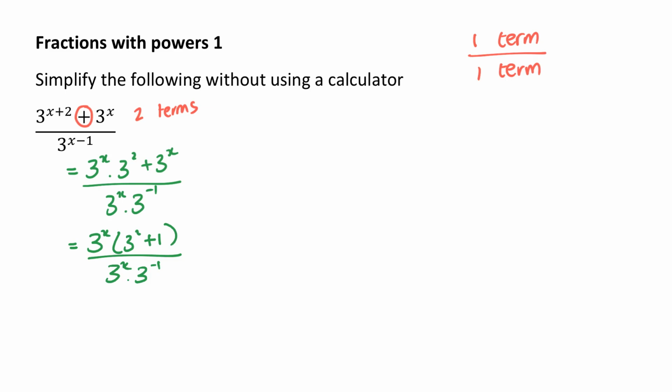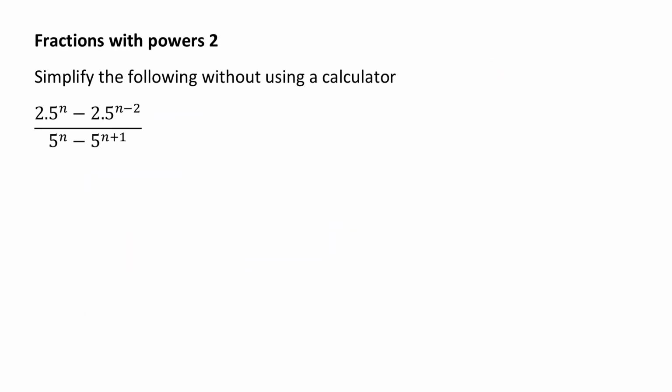Now you can divide numerator and denominator by the same factor, which is 3 to the power of x. That leaves me with 3 to the power of 2, which is 9, plus 1 in the numerator, and a third in the denominator. Let's just continue here. So 9 plus 1 is 10. Now when I'm dividing by a fraction, it's easier to multiply by the reciprocal, and so I get 30 as my answer.